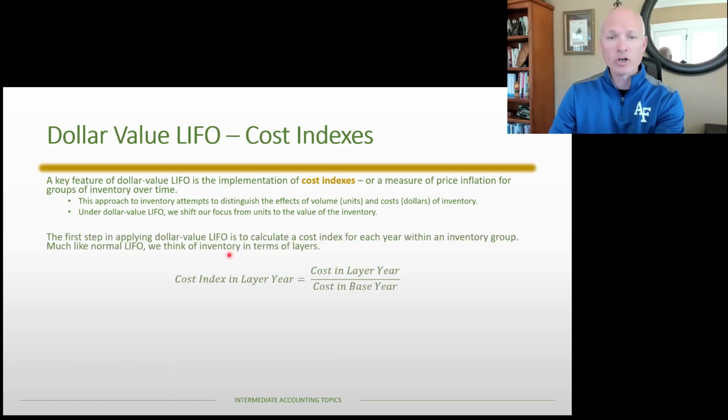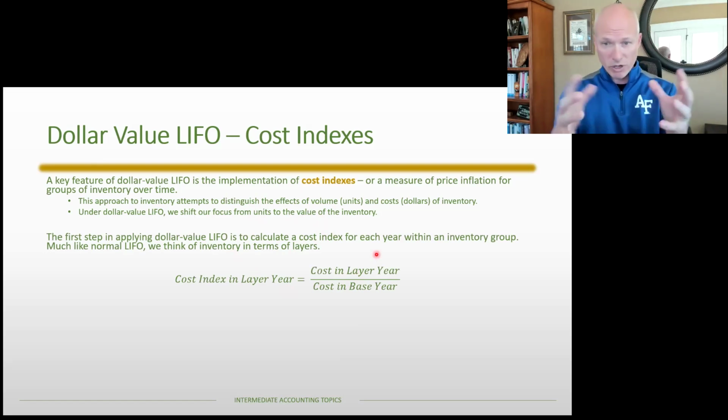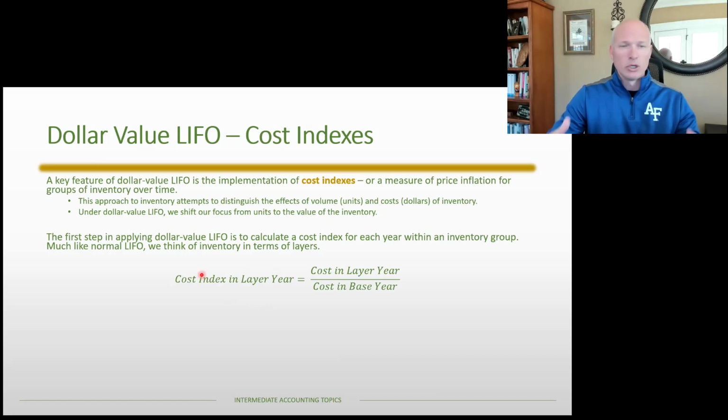And so the first step whenever we do this is you have to develop an index. Whenever we have an index, again, we're grouping our inventory together in different groups. We're still thinking about layers. Now, those layers are going to be based on value, not units. And then we need to create an index for each layer. Typically, it's going to be by year. We're going to make it by year to keep it simple. You could do it differently, but we're going to do it by year.